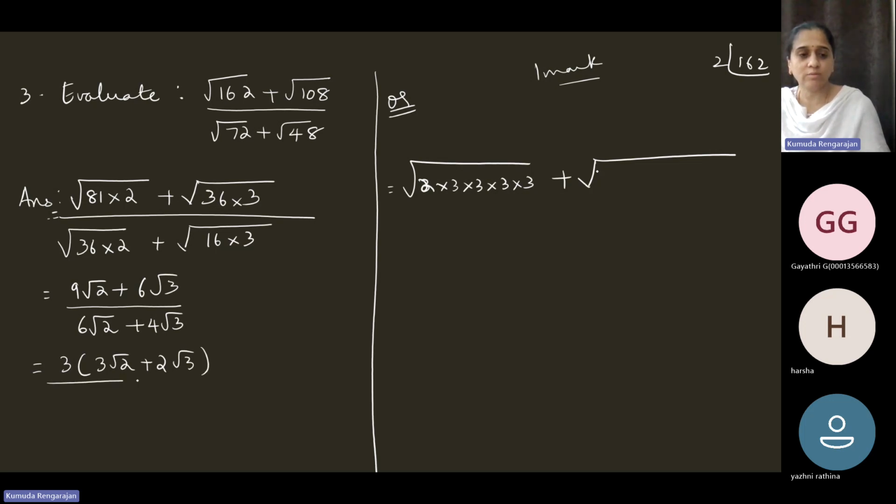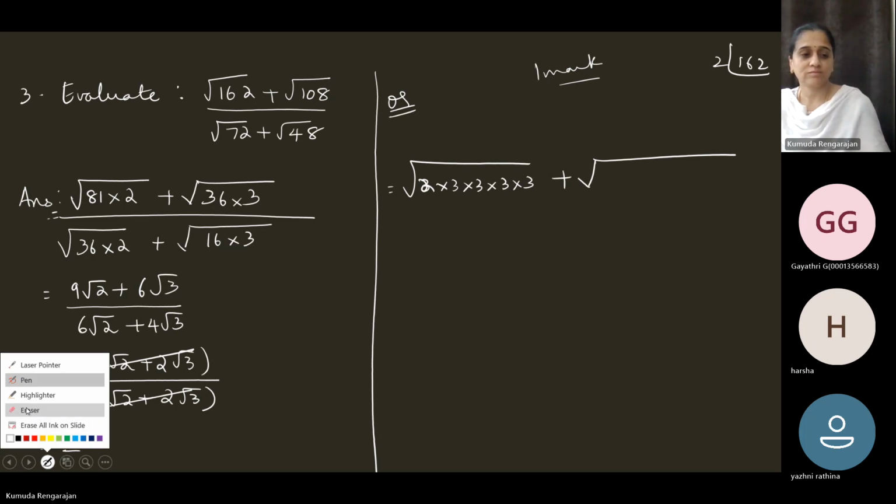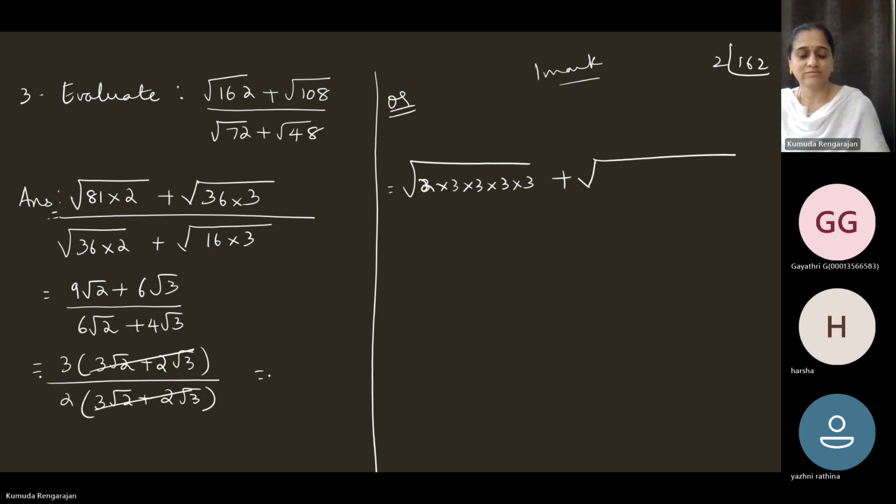And what's common in the denominator? 2. 2 3s are 6 root 2 plus 2 2s are 4 root 3. So you can see that we have the same expression in the numerator and denominator. So it's 3/2. You don't have to rationalize.